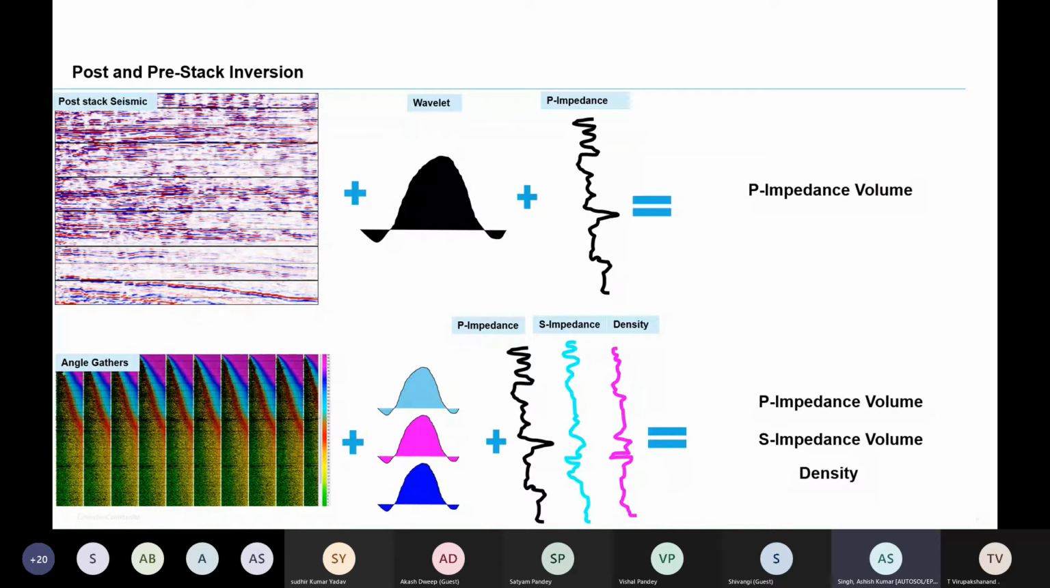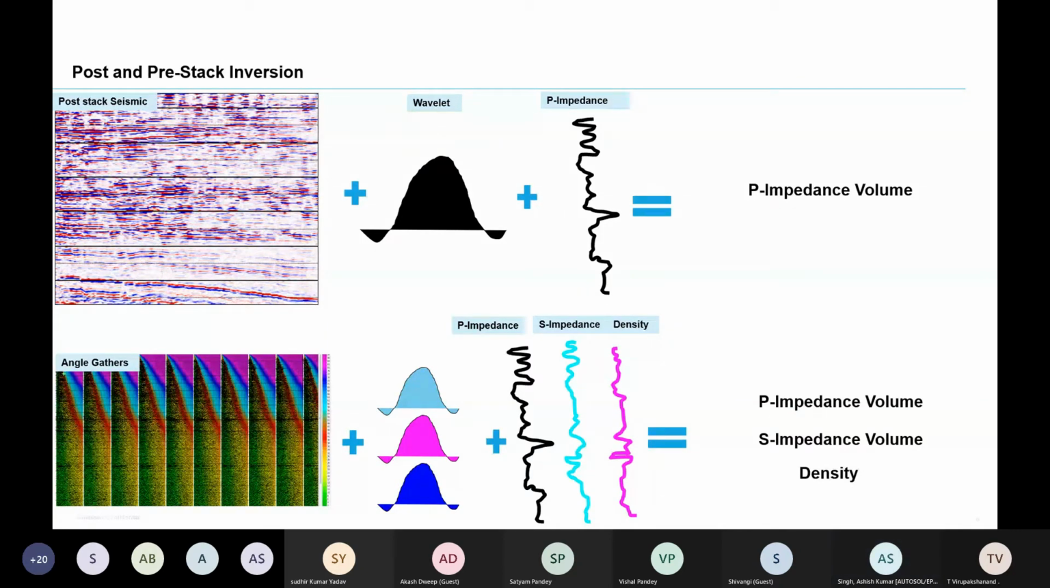You have to extract the wavelet from the data and calibrate it, along with the P impedance log from well log data, and the output will be P impedance. So any post stack inversion will give you a P impedance volume, right? And pre-stack inversion applies on the angle gather or partial stack. You know partial stack, anybody? If you know, you tell me, otherwise I will explain. I know you will know the gathers, but what is a partial stack?